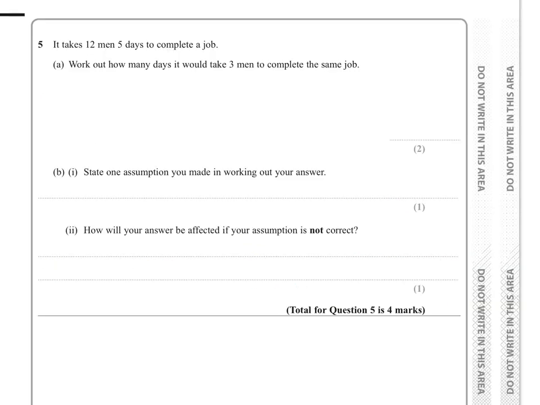Question 5. It takes 12 men 5 days to complete a job, and we have to work out how many days it would take 3 men to complete the same job. Now, before I even begin here, I've got to do this part B first. One assumption that I made was that the men work at the same rate throughout.